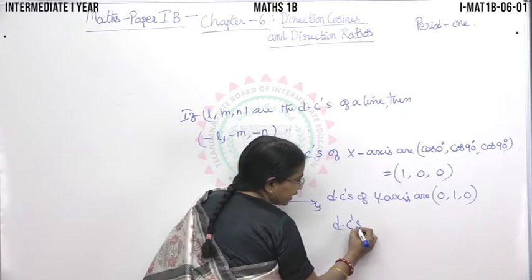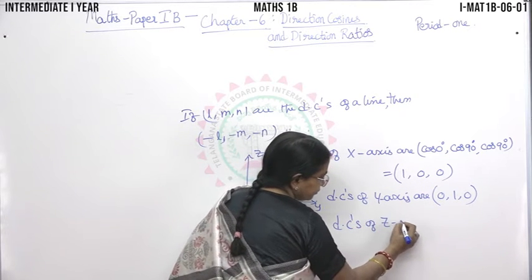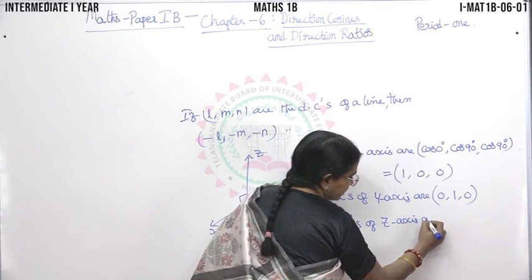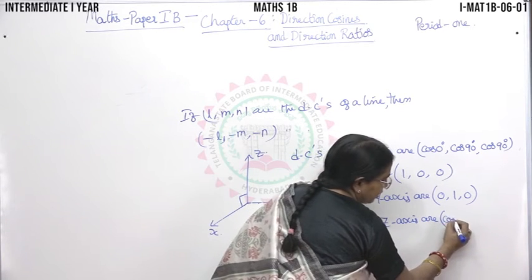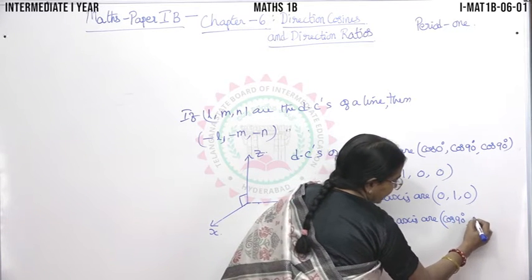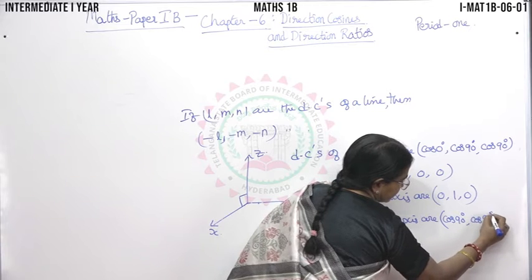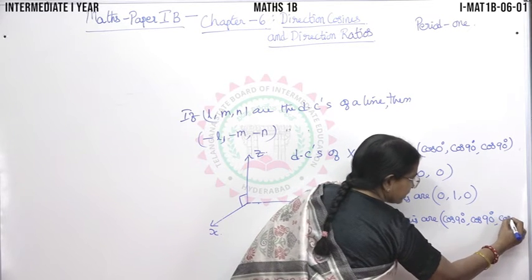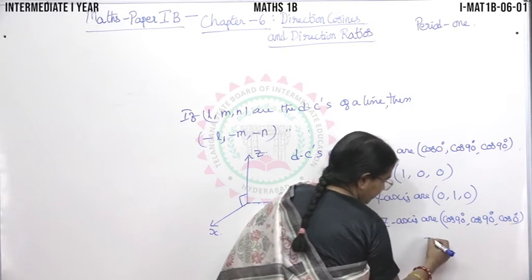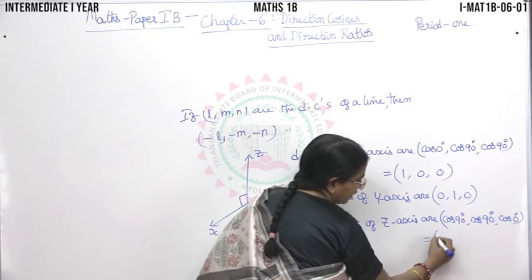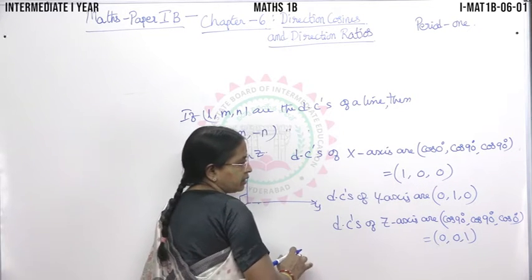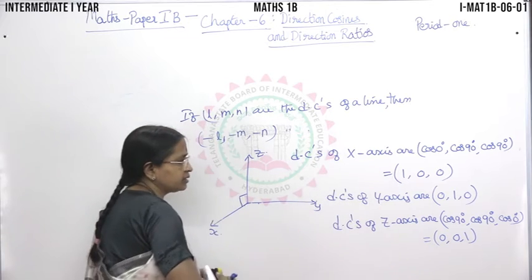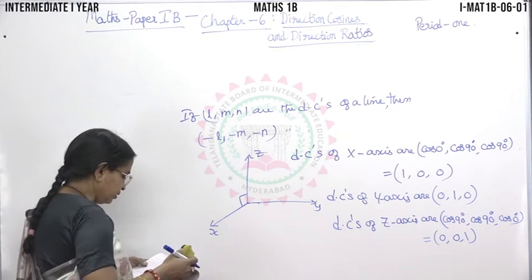In the same way, the direction cosines of z-axis: z-axis makes 90 degrees with the x-axis, 90 degrees with y-axis, and 0 degrees with the same z-axis. So the direction cosines of z-axis are 0, 0 and 1. Learn these values by heart, because cos 0 is 1. Okay, these values you should learn by heart.